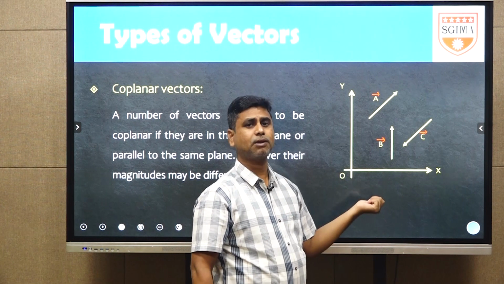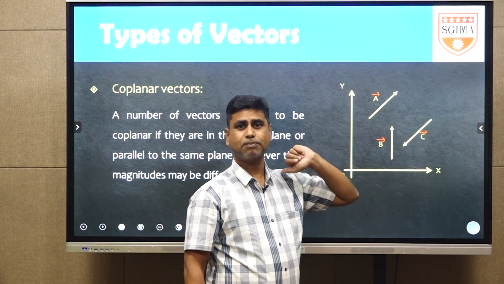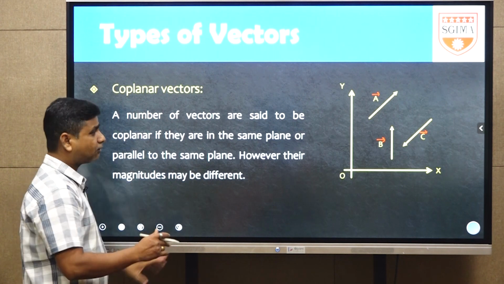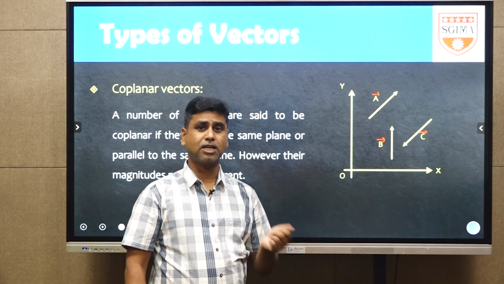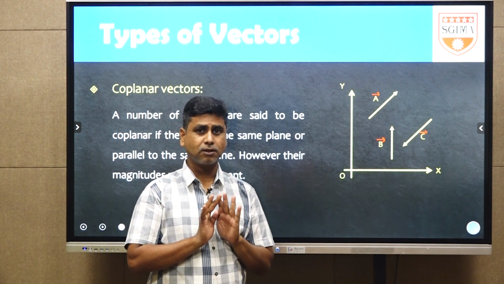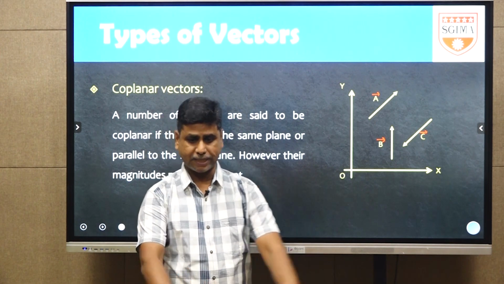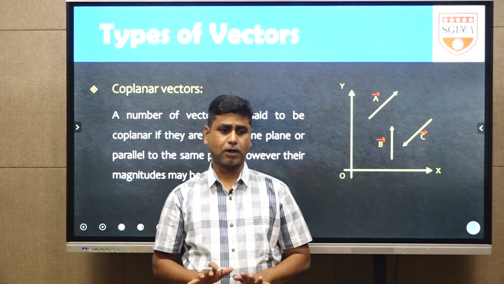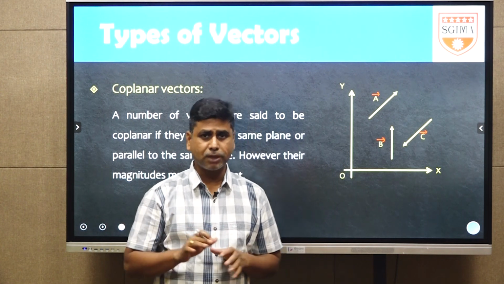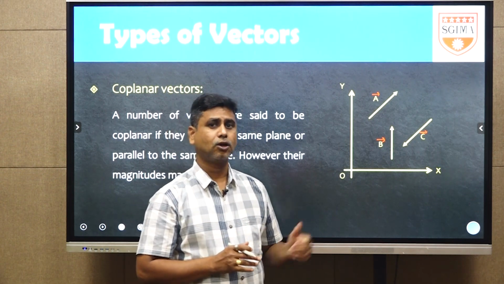The first vector is in the xy plane, the second vector is in the xy plane only, and the third vector is also in the xy plane only. That's why these vectors are called coplanar vectors. Otherwise, instead of xy you can take the yz plane or the xz plane, but all vectors must be in that same plane. For example, the ground can also be taken as a base, acting as one of the planes. On the plane any number of vectors can be taken. Whatever the direction or magnitude, if you take the same plane, those vectors are called coplanar vectors.